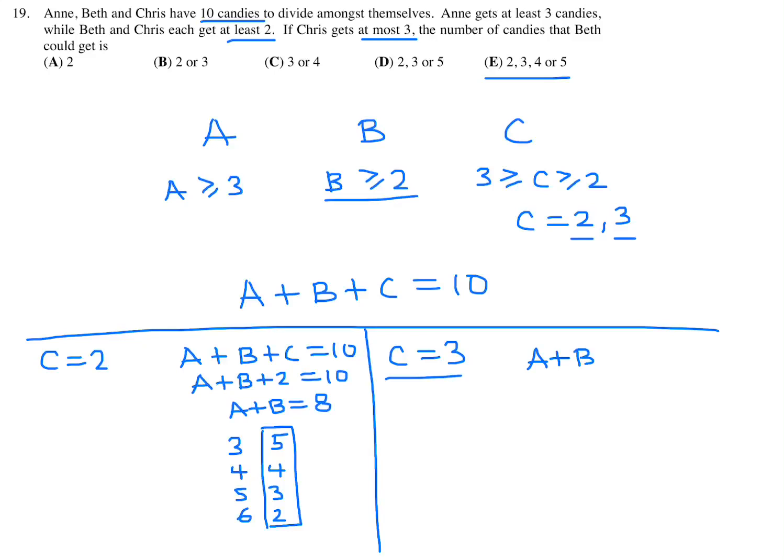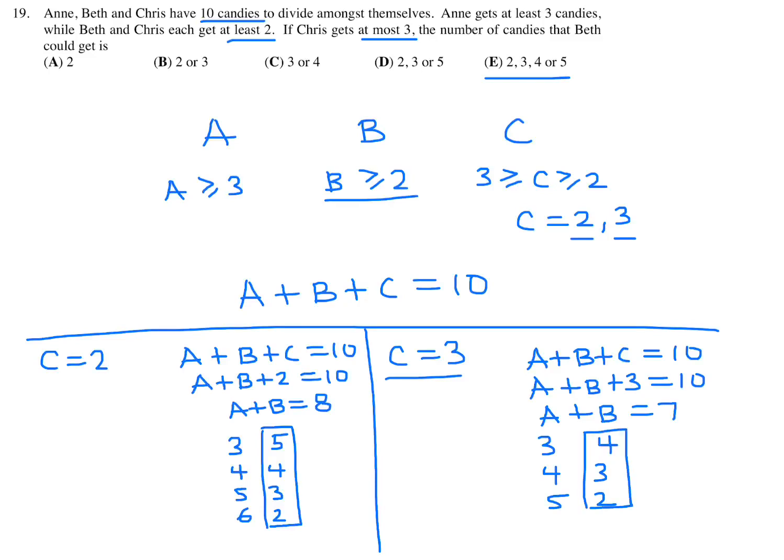So this gives you A plus B plus C is equal to 10. A plus B plus 3 is equal to 10. And therefore A plus B is equal to 7. So now let's do the same thing. When A is 3, this looks like 4. When A is 4, this is 3. When A is 5, this is 2. So the only possible values maintaining these conditions are 2, 3, and 4. So B can be either 2, 3, 4, or 5. So the answer is indeed E for number 19.